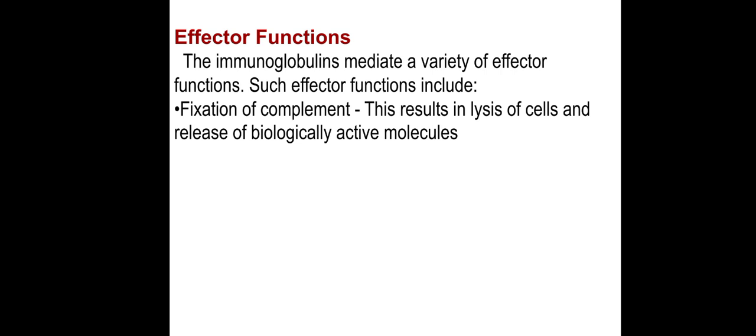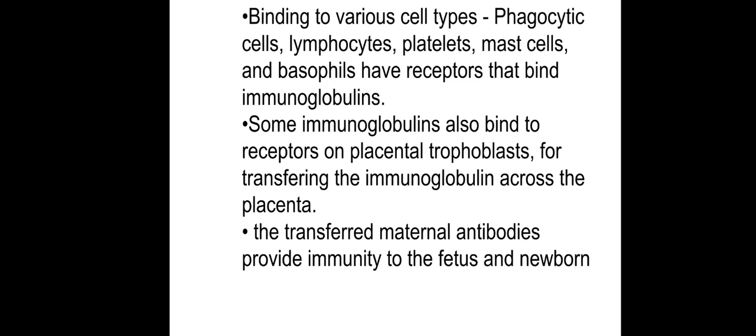Effector function. This is another function of immunoglobulin, that is fixation of the complement. This is another important function, because the lysis of antigenic cells is done by these immunoglobulins, by releasing biologically active molecules in the blood serum. They also bind to various cell types like phagocytic cells, lymphocytes, platelets, mast cells and basophils. These cells have receptors that bind with the immunoglobulins.